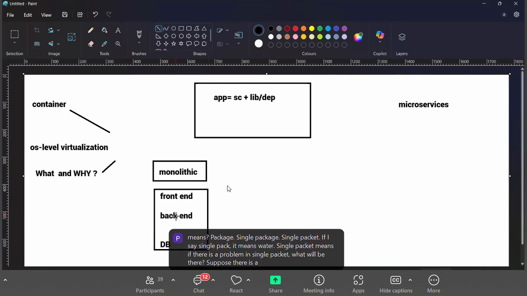Suppose there is a problem in the back end. There is a problem in the front end. There is a problem in the DB. What do you have to do? You have to open that packet. If you open that packet, the end user will face downtime.